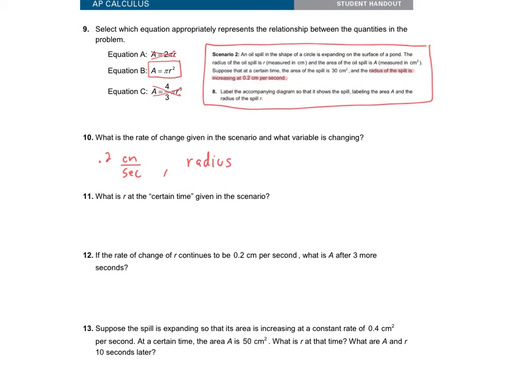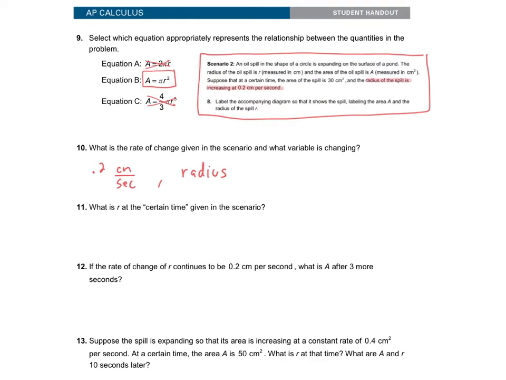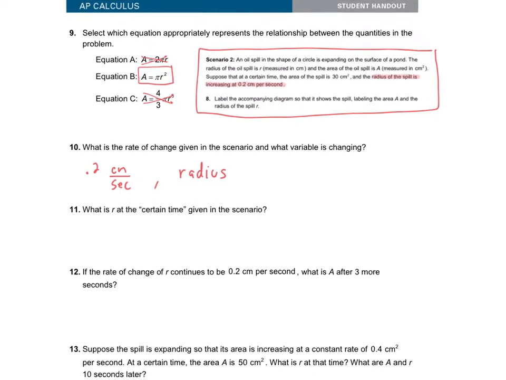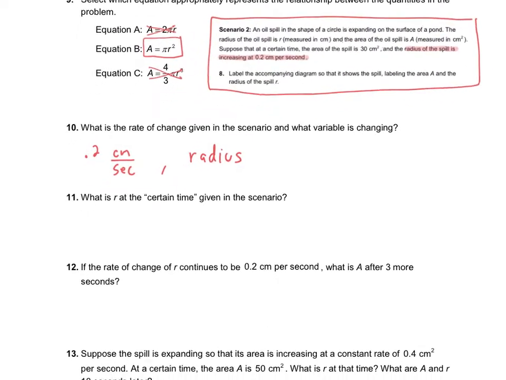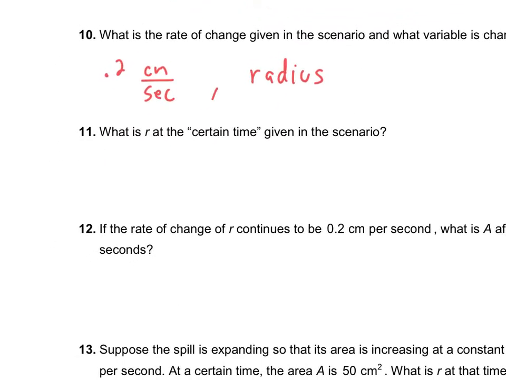Okay, what is R at the certain time given in the scenario? So let's see. They say at the certain time, they don't give us what R is, but they do give us what A is. So the area at the certain time is 30. Sometimes they don't just give it to you; sometimes you got to solve for it. Like in this case, they tell you the area, which we know is pi r squared, at the certain time is 30. And so we'll have to solve this for R.